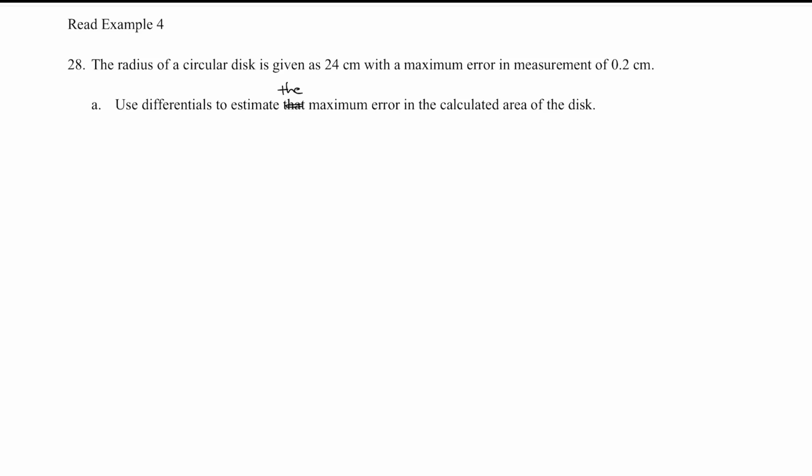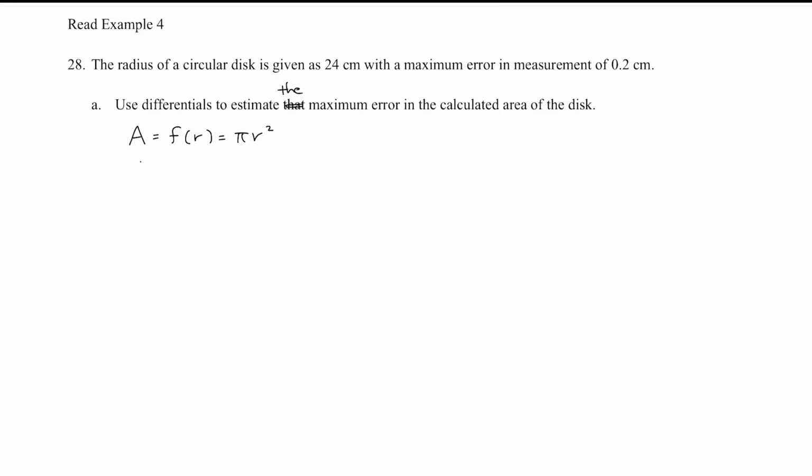Number 28 says the radius of a circular disc is given as 24 centimeters with a maximum error in measurement of 0.2 centimeters. So the measurement of the radius could be off by at most 0.2 centimeters. Now that could be measuring 0.2 centimeters too short or 0.2 centimeters too long. Part A says use differentials to estimate, and there's a typo there, the maximum error in the calculated area of the disk. Okay, so again, we're going to use differentials to estimate.